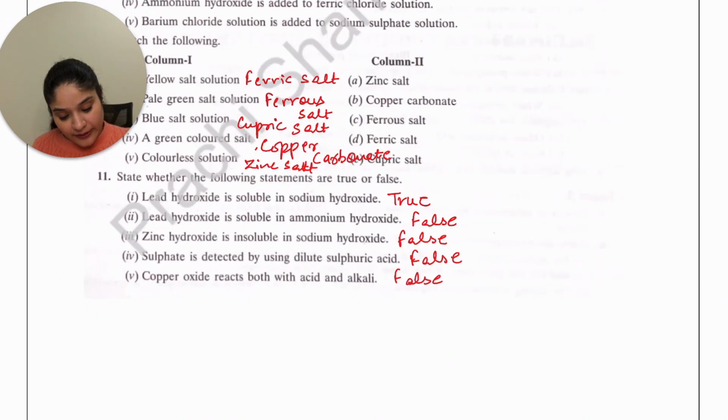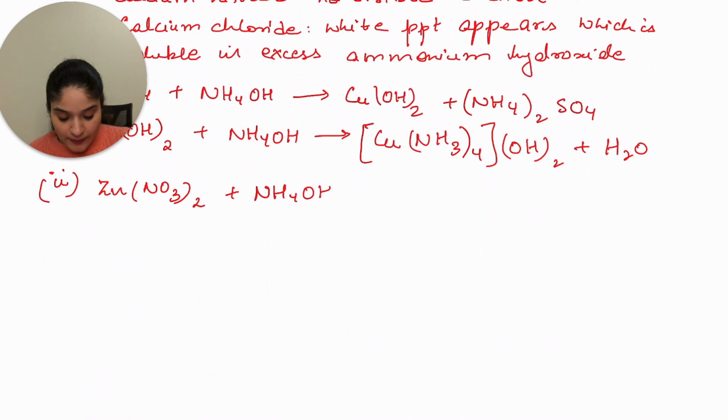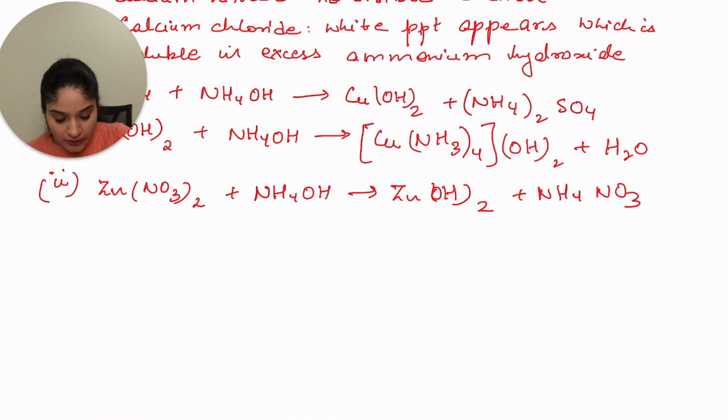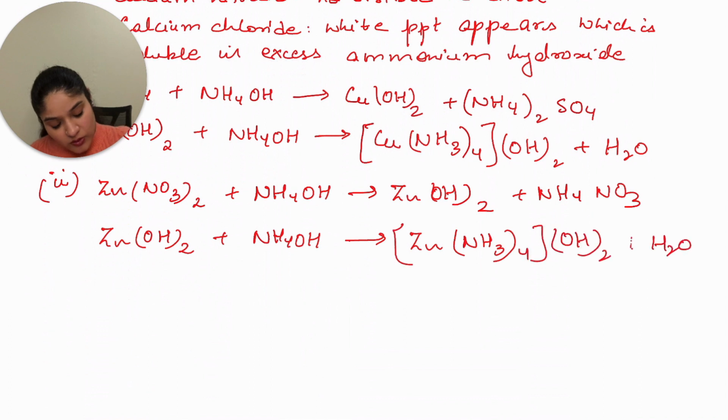So zinc nitrate and ammonium hydroxide. Zinc nitrate would be Zn(NO3)2 plus ammonium hydroxide NH4OH would give you Zn(OH)2 plus NH4NO3. Then when you're adding in excess, you'll have Zn(OH)2 plus NH4OH giving you Zn(NH3)4(OH)2 plus H2O.